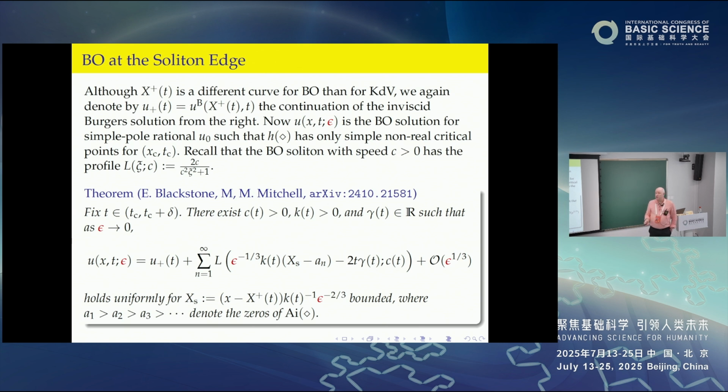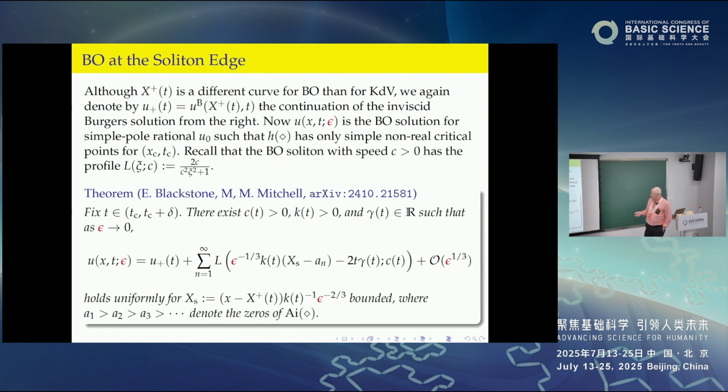Okay, what about for Benjamin-Ono? So again, x plus is a different curve in the Benjamin-Ono case from KdV, but we can still evaluate the Burgers solution from the right on that new curve and call that thing u plus. So now we're taking the u function to be the solution of Benjamin-Ono for this kind of simple pole rational initial data, again, of the same sort we had before. And now we're going to be using Benjamin-Ono solitons in this problem. So that's a different formula. The Benjamin-Ono solitons are rational functions of this sort. So this is like a Lorentzian profile, and c is the speed parameter. So it's like the amplitude of the wave is this parameter c, and also its speed.